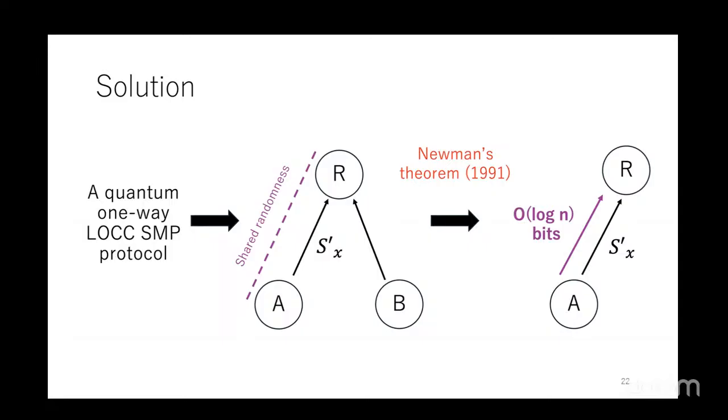Another technique we use is a theorem shown by Newman in 1991. In the communication complexity setting, it is known that shared randomness can in fact be reduced to small randomness by allowing some small error probability.